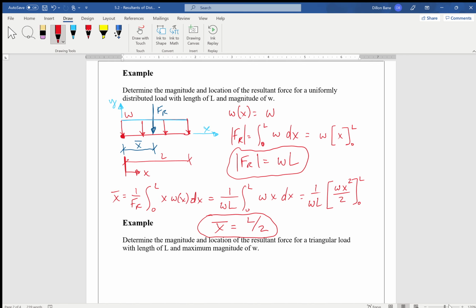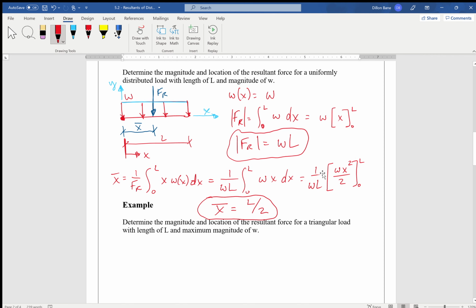So that's what we find. And what we find is that no matter what W and L are, this equation holds true, right? So for every rectangular load, for every uniformly distributed load, the magnitude of the resultant is going to be WL, and the location is going to be at L over 2 from wherever the load starts. Okay, this is every time.